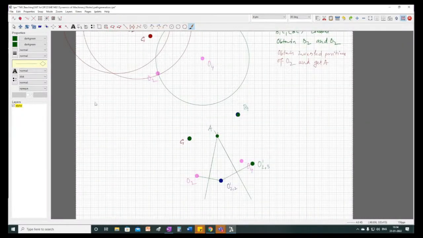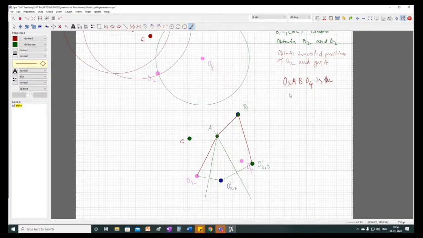Let us now draw the actual mechanism. The actual mechanism will be passing through this point. This is point O2. We start from O2, A, B, O4. So the mechanism is finally O2, A, B, O4.